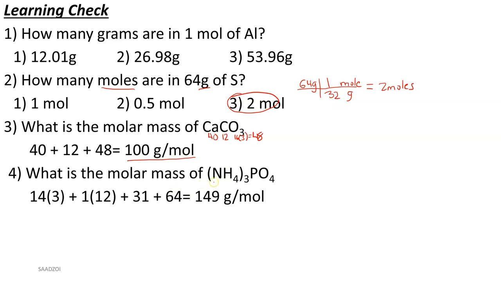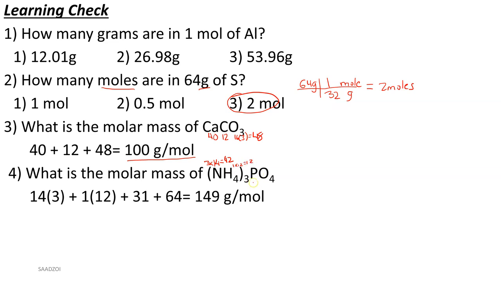The complicated ones are the ones that have parentheses, because now we got to distribute this 3 to everything inside the parentheses. So 3 times 14, which is 42. You have 12 hydrogens, 3 times 4. You got to distribute it 3 times the subscript. Here the subscript was 1, that's why it's just 3 times 14. So this is 1 times 12, which is just equal to 12.